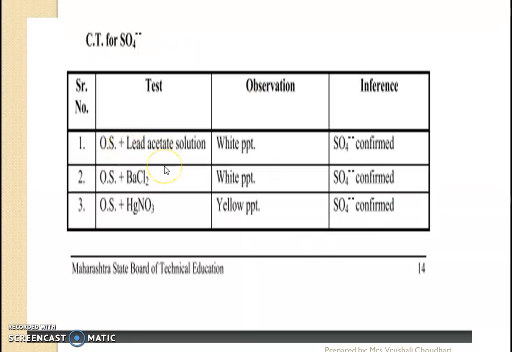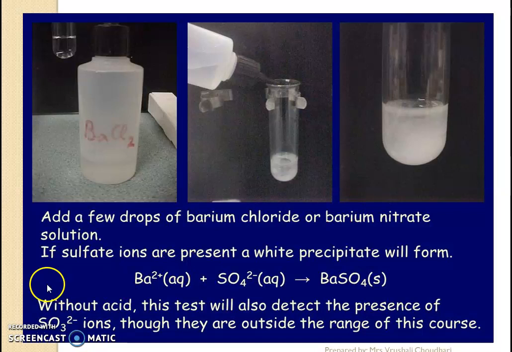If any anion is identified in the sample, we will perform the confirmatory test. Here we are performing the confirmatory test for SO4 2-. OS plus lead acetate: if it shows white PPT, we will confirm that SO4 2- is present. OS plus barium chloride, white PPT, SO4 2- is confirmed. We have to perform any two tests. So this is the confirmatory test of SO4.